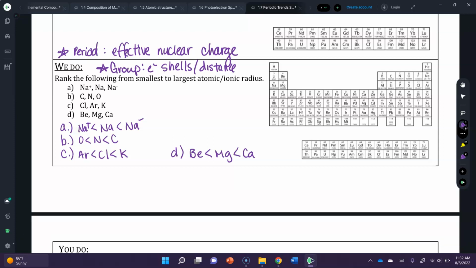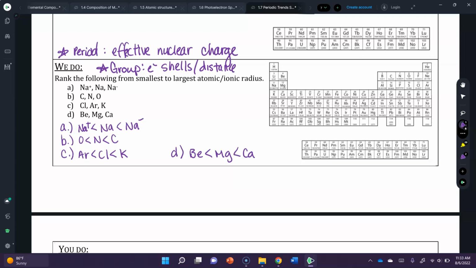I'm just tripping. It should be bigger anyways because it's in the next group, right? So it's got more electron shells. That next energy level should be even further away than argon or chlorine. Okay, so it should be bigger.